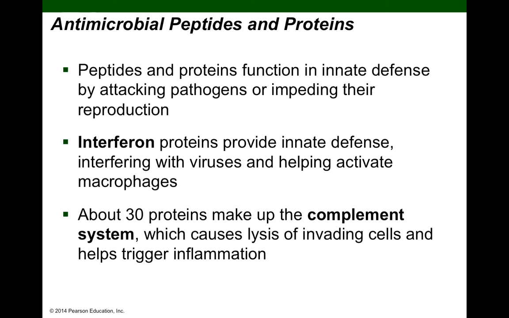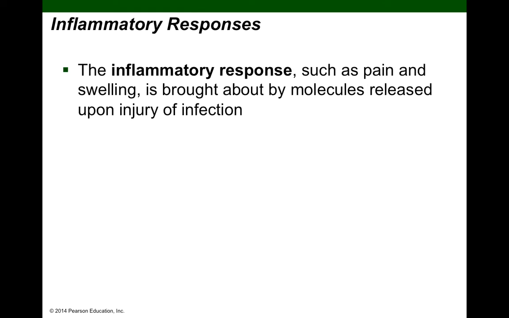Another group of proteins are what's called the complement system. This involves about 30 proteins that work together to destroy foreign cells by various methods. The last piece of innate immunity is something called the inflammatory response, which is something you've probably experienced at least once in your life. This deals with the pain and swelling that happens during an infection or when there's an injury, like a splinter piercing the skin.